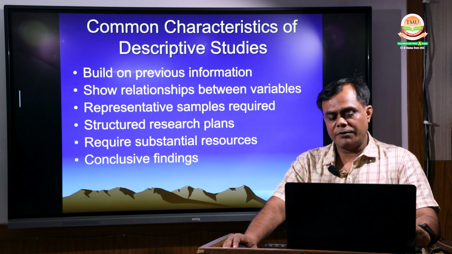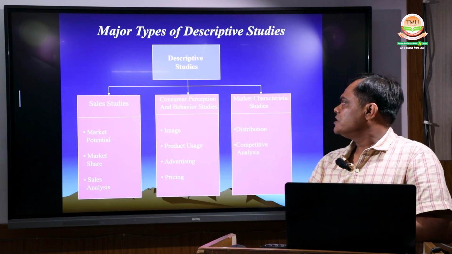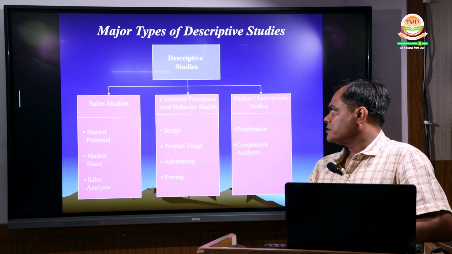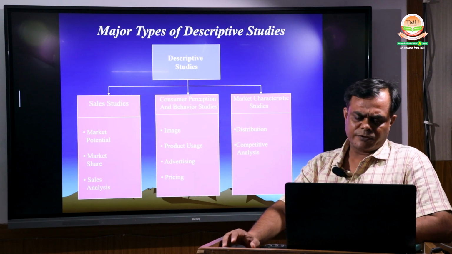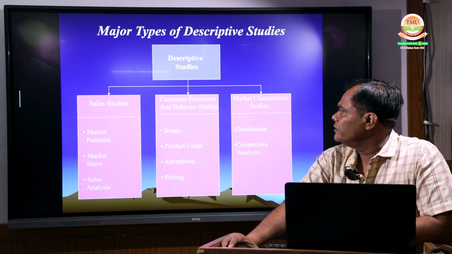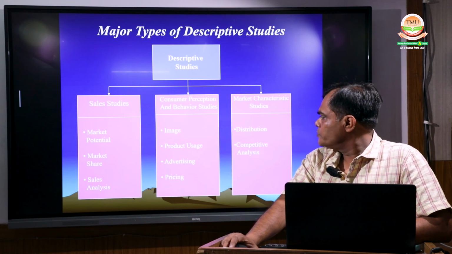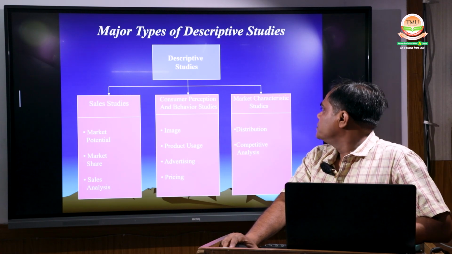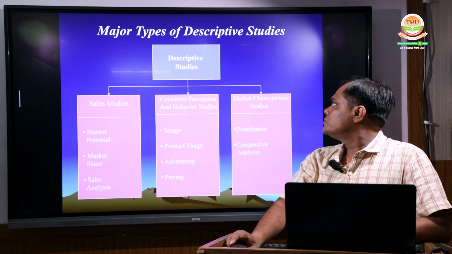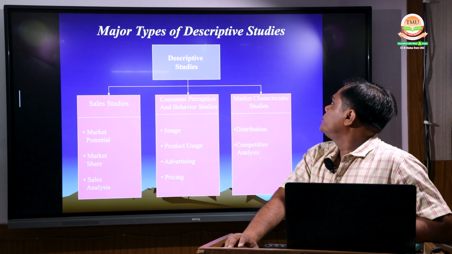Now, the major types of descriptive studies. There are certain major types of descriptive studies. The first is sales studies, then consumer perception and behavioral studies, and market characteristics studies. Sales studies cover market potential, market share, or sales analysis. On the other hand, consumer perception and behavioral studies cover image, product usage, advertising, and pricing. Market characteristics studies cover distribution and competitive analysis. So for these types of studies, we use descriptive studies.